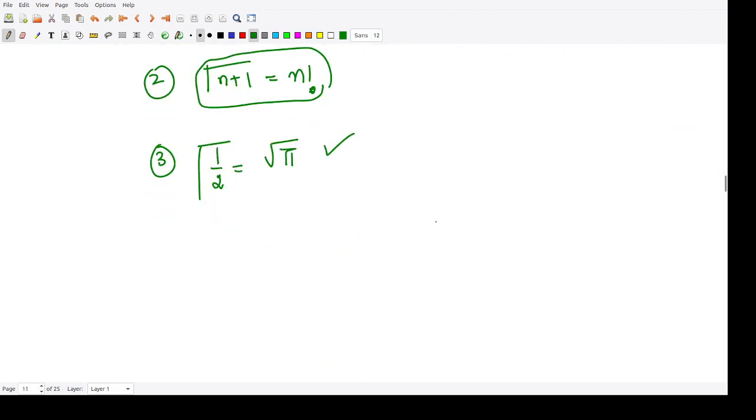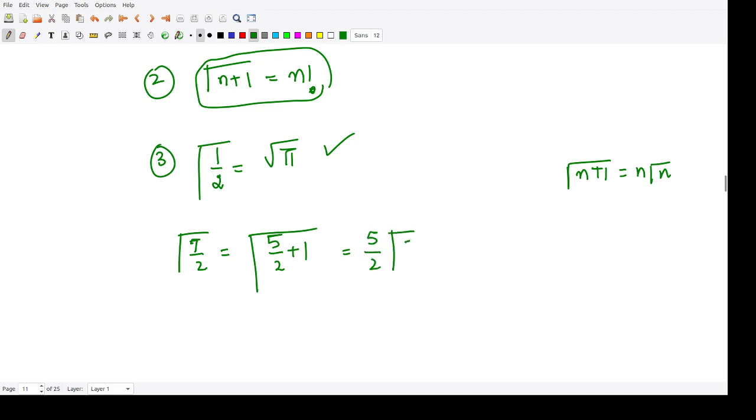Now, because we know the value of gamma of 1 by 2, if I ask you to calculate the value of gamma of 7 by 2, what would it be? You could write 7 by 2 as 5 by 2 plus 1, gamma of 5 by 2 plus 1, and now using the relation gamma of n plus 1 is n gamma n, you would have 5 by 2 gamma of 5 by 2.